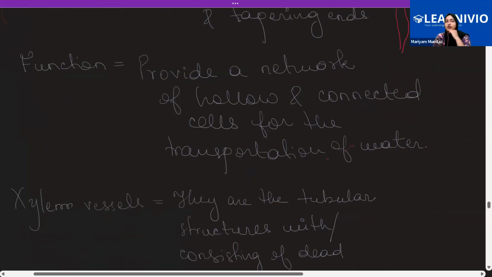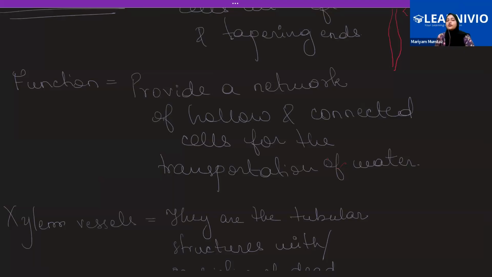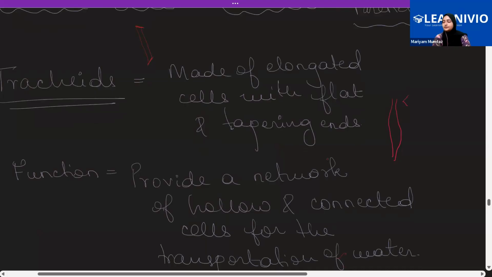Function. The function of the tracheid is to provide a network, sort of like a channel of hollow and connected cells for the transportation of water. So it provides a channel. Channel means like a column, sort of like a pathway through which the water will be absorbed or transported. So tracheid is clear?